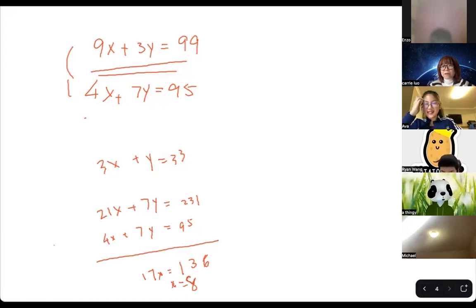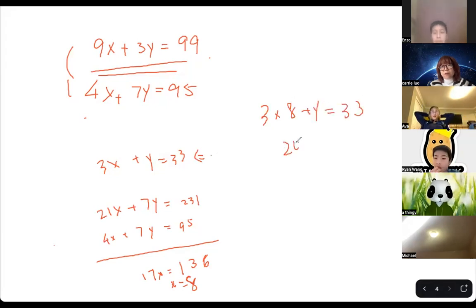Okay, so when x equals 8, Ava, if we don't have this one, and we directly go back to this one, there's going to be more calculation involved, right, Ryan? Understand? But we can just simply go back to this one. So 3 times 8 plus y equals 33. So 24 plus y equals 33. So y equals 9.